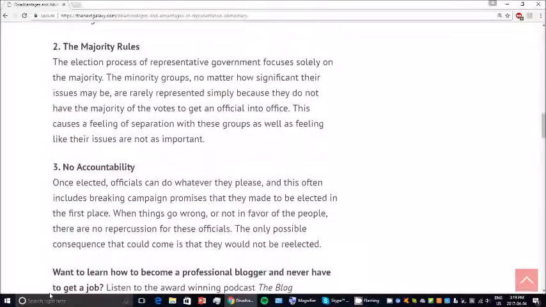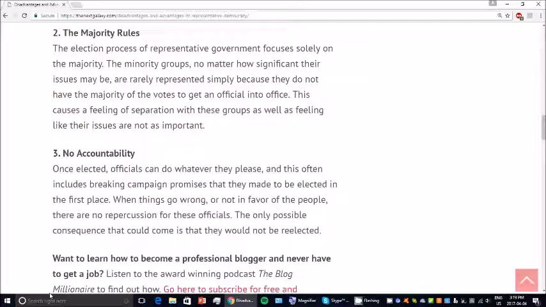The third point is no accountability. This is basically touching on the first point, and is saying if an official does do something that is not in the best interest of society, or does not fulfill any promises, there are no repercussions that will happen to them. There's nothing to stop a leader from doing anything that is considered to be wrong.